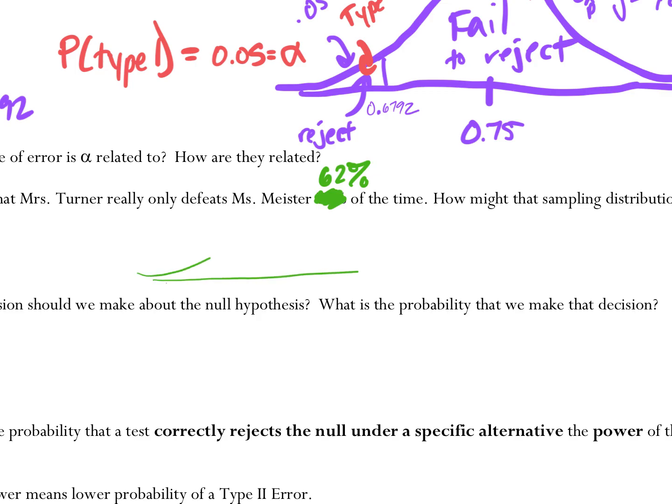They'd still probably be normal. What would their center be? It's 0.62. The standard deviation is going to be pretty darn close. It's going to be a little bit different. 0.0485.